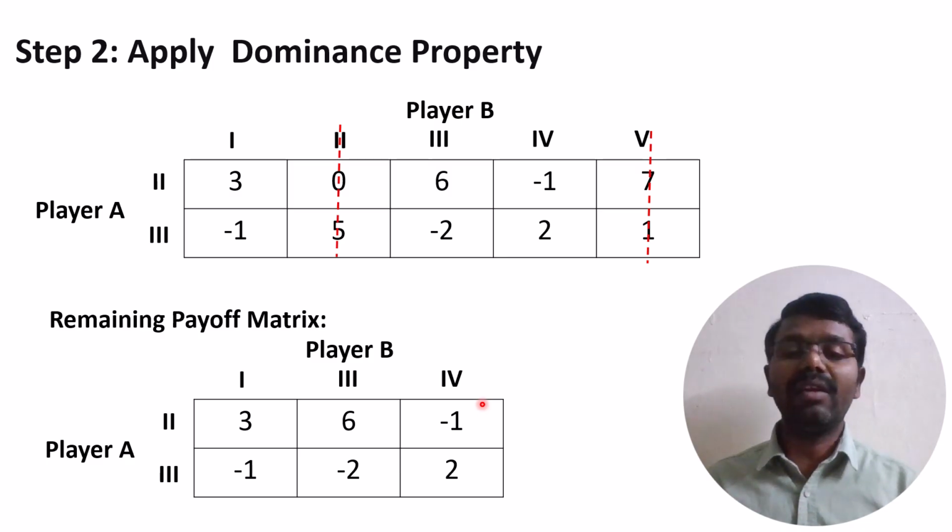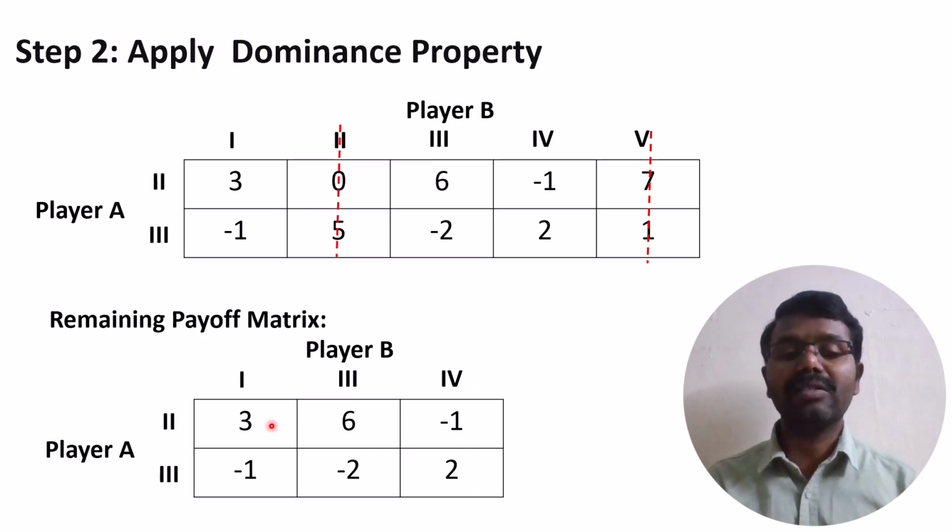Now there is another rule for the dominance property, for column reduction. The rule is: if z is greater than or equal to x plus y, then z can be deleted. Now let us see. 3 plus 6 is 9, and 9 is greater than or equal to minus 1. But minus 2 plus minus 1 is minus 3, which is less than or equal to 2. So we can't delete the fourth.